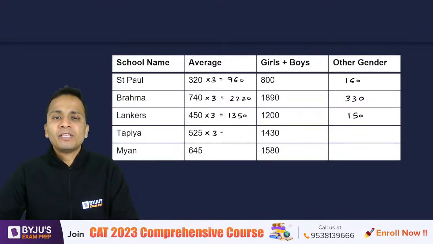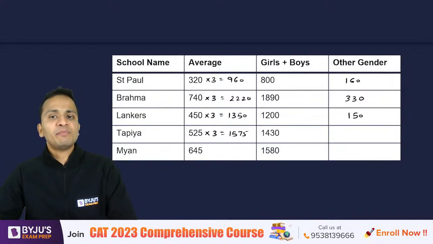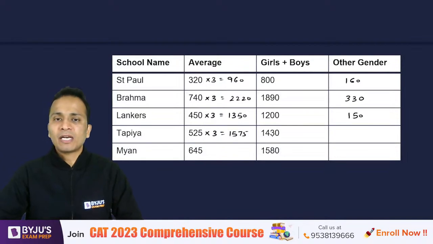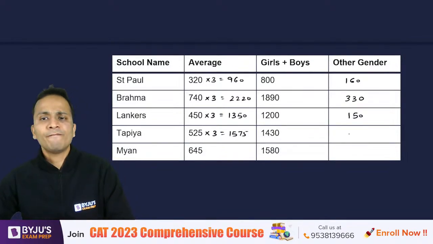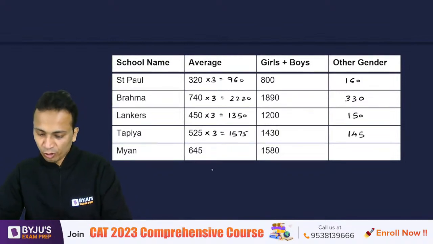525 multiplied by 3 will be 1575. 1575 में से 1430 subtract करना है, so it will be 145. So 145 is the next number. Perfect for all of you.